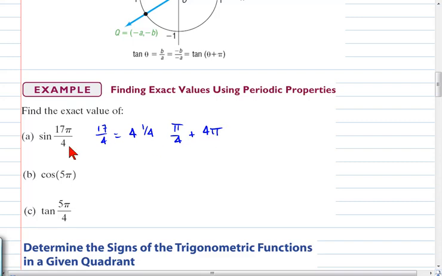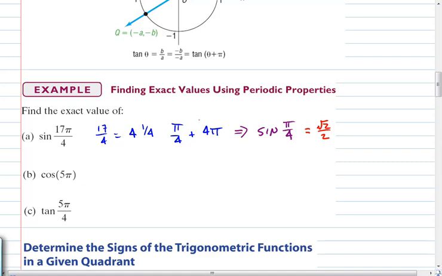So sine 17 pi over 4 is going to be equivalent to sine of pi over 4. And sine of pi over 4 is, think back to your little table that you did, the square root of 2 over 2. Okay, it's 45 degrees. Don't translate the radians to degrees, though. Remember, we put an angle in, we get a numerical value out, and it's going to take some practice to get comfortable with that.